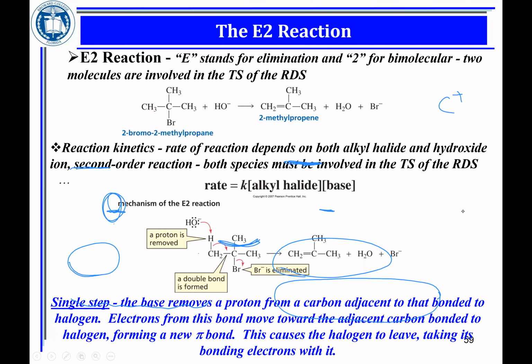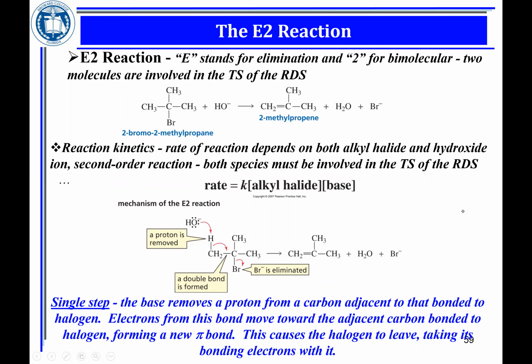Okay, this chapter is known based on the 4 mechanisms, not 2 mechanisms. We already talked about SN1 and SN2 mechanisms. The other 2 mechanisms are E2 and E1. E stands for elimination, and 2, as we learned before, stands for bimolecular, and 1 stands for unimolecular.